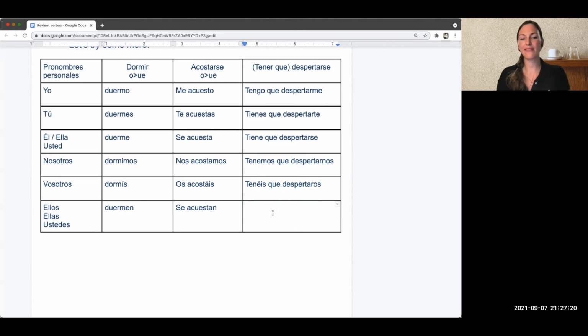And then last one. What is it? Y'all have to or they have to? Tienen que. Despertar, and then it has the same reflexive pronoun. So despertarse. Muy bien. You got it.